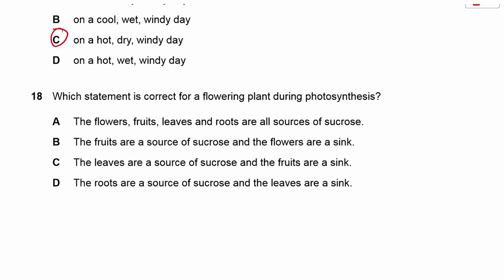Number 18 says, which statement is correct for a flowering plant during photosynthesis? Flowers, fruit during photosynthesis, so making food. Flowers, fruits, leaves, and roots are all sources? No. Roots are not sources, especially for a plant that is flowering. All right. Fruits are sources? No, fruits are not sources. Leaves are a source? Yes. Leaves are a source of sucrose, and the fruits are sinks? Yes. Roots are not sources, so it is C.